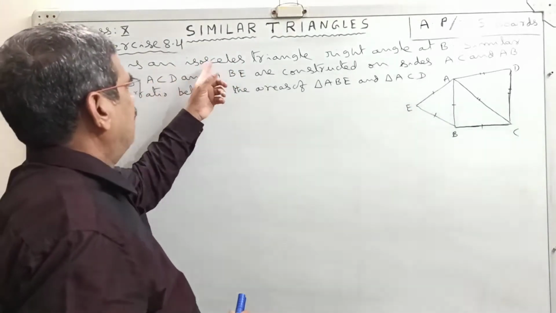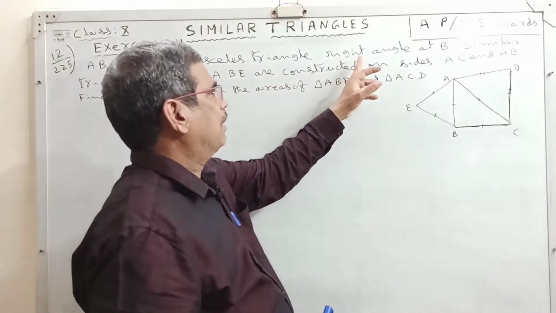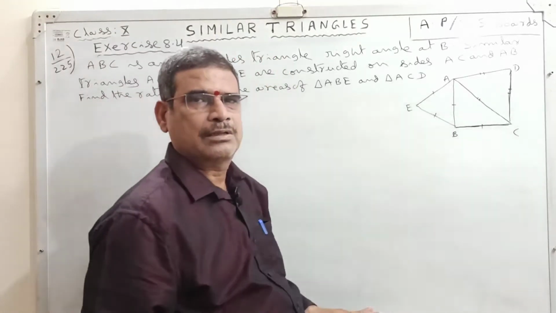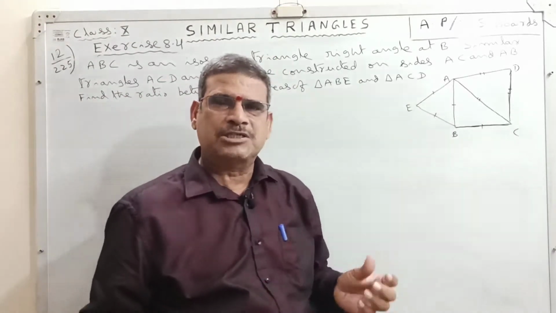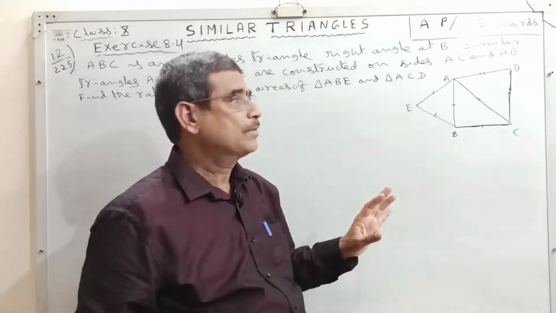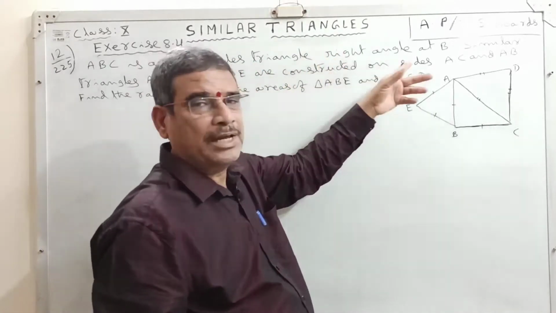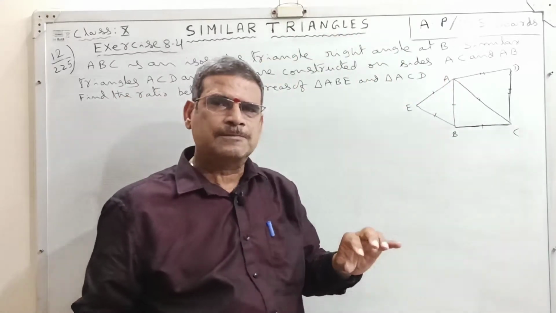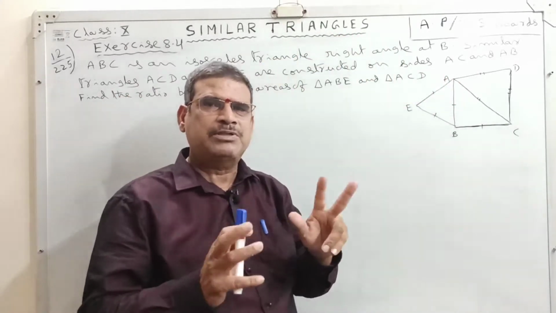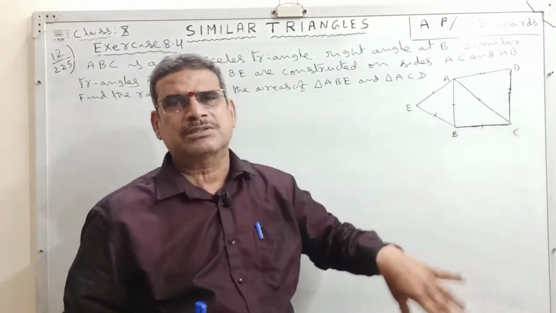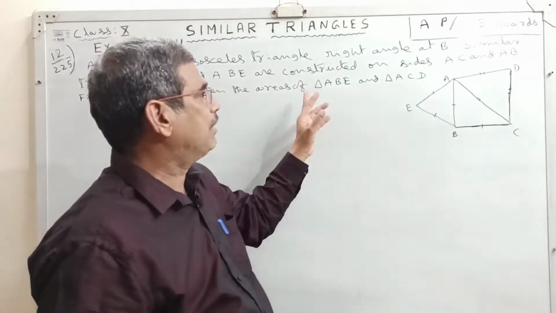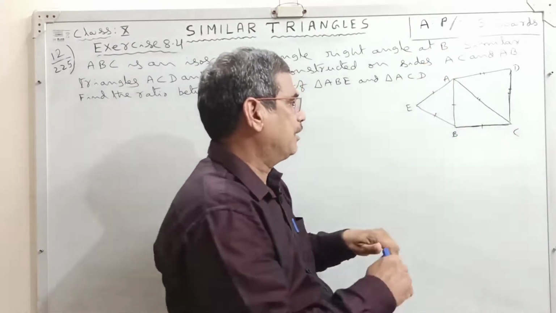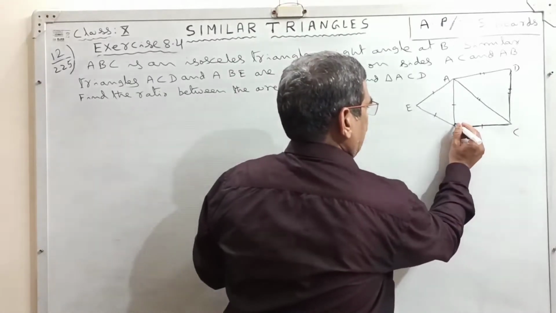ABC is an isosceles triangle, right angle at B. Already you know very well, isosceles means two sides equal, and it is also a right angle triangle. So triangle ABC is isosceles, meaning two sides are equal, and the right angle is at B.